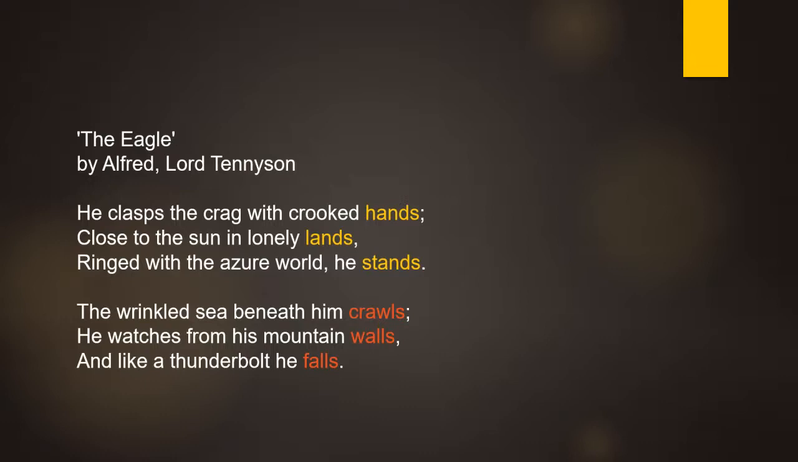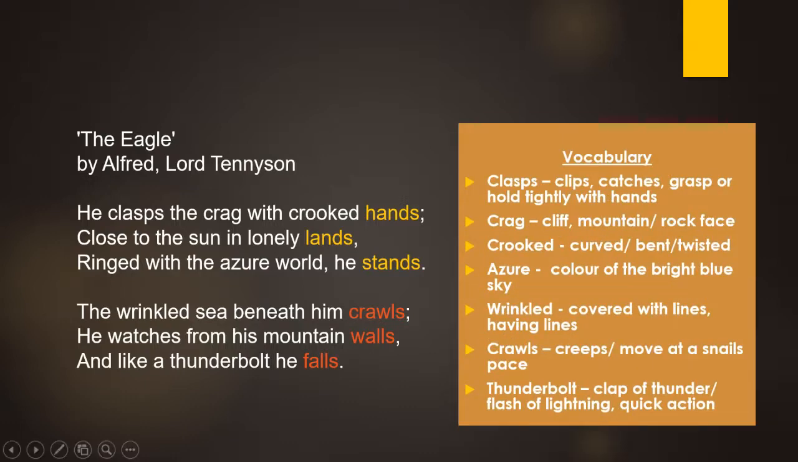This is a very simple poem. Now let's first look at some of the vocabulary in the poem. Clasps. This also means clips, catches, or grasp or hold tightly with hands. So he clasps means that he grabs or holds tightly. Crag. Crag is a cliff, a mount, or a rock face. Crooked: curved, bent, twisted.